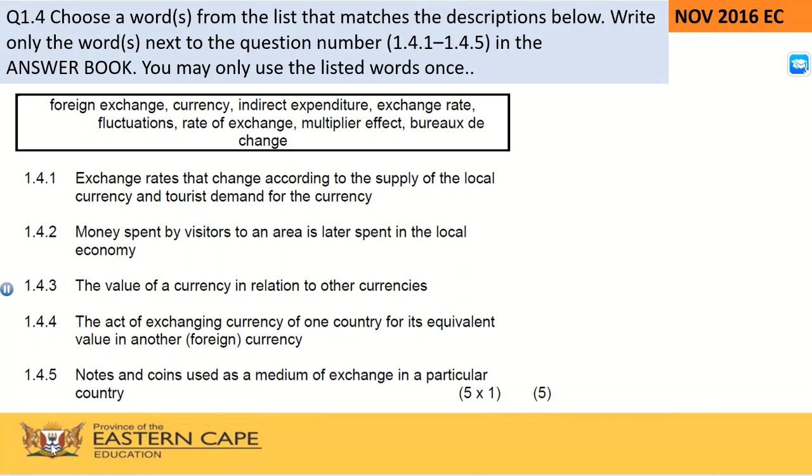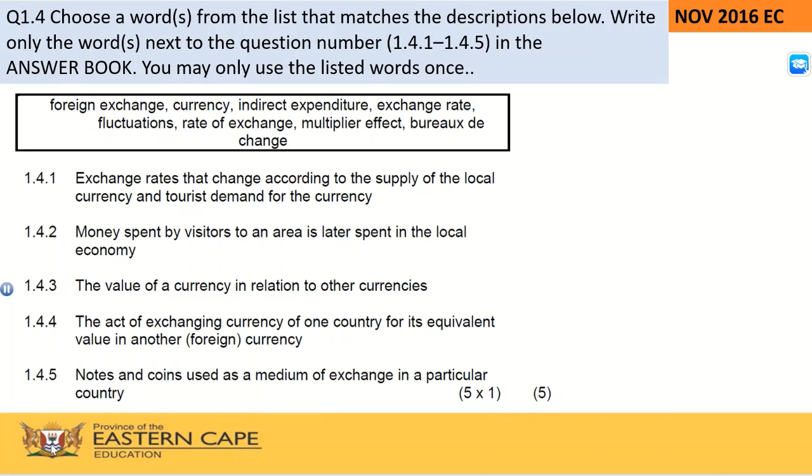So you are now required to go to the numbers 1.4.1 down to 1.4.5, read through each statement, and decide which statement matches the various words given in the text box at the top of your screen. So I'm first going to read through the statements and then we're going to see if we can find the concept that matches with that statement from the text box.